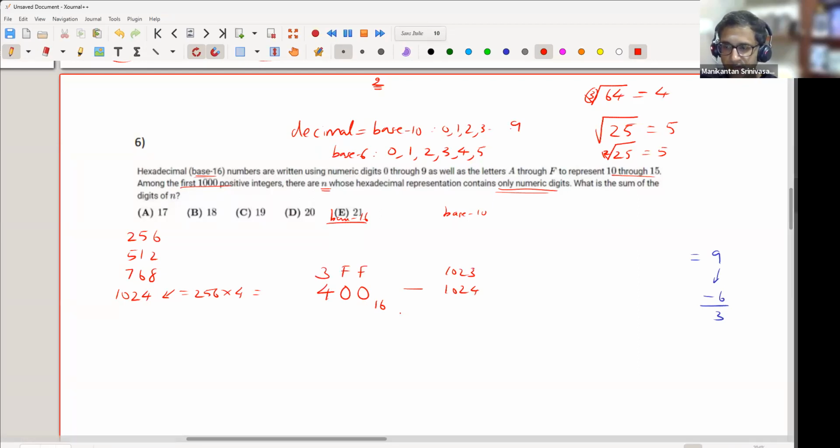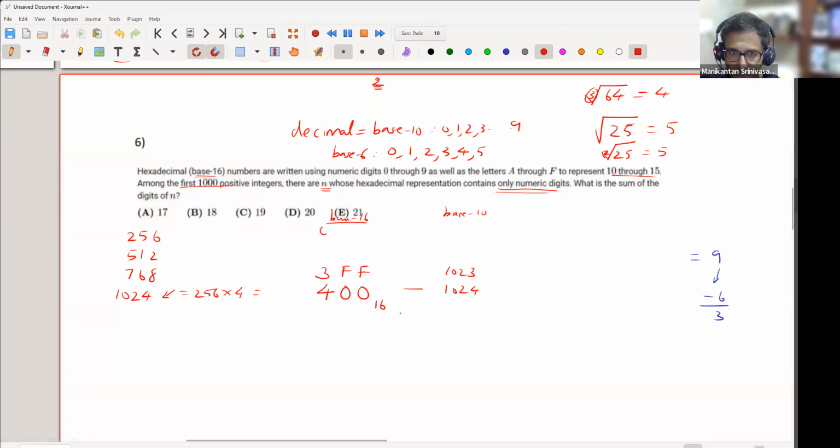So whenever you see FFF and all, think of it like 999. F is the largest digit in base 16, right? So FF is like 99. Just an analogy. So I got 399 as the answer. Very good. Yes, excellent. Okay, that's correct. 399 is the next number.